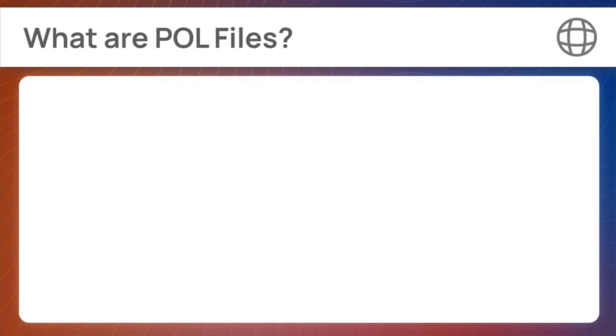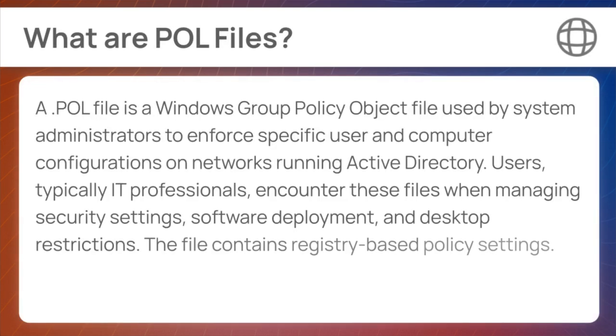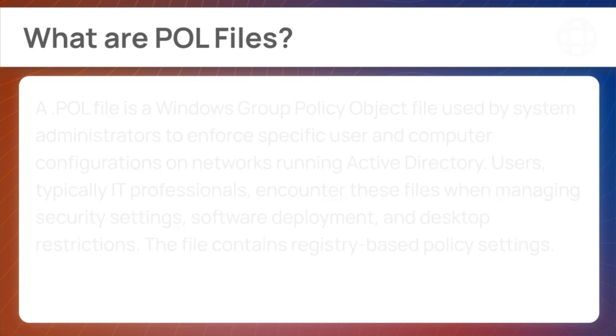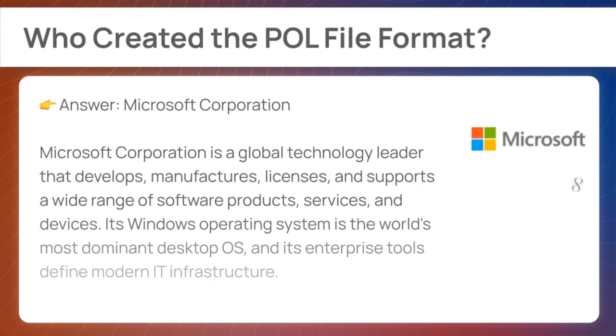A POL file is a Windows Group Policy object file used by system administrators to enforce specific user and computer configurations on networks running Active Directory. Users, typically IT professionals, encounter these files when managing security settings, software deployment, and desktop restrictions. The file contains registry-based policy settings.